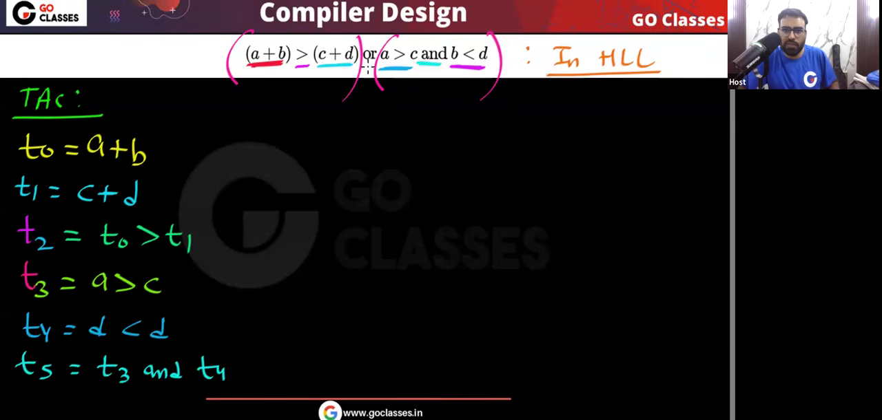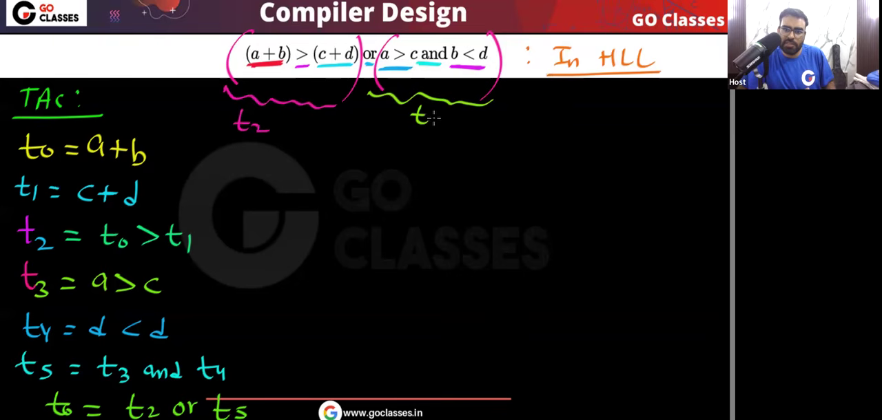Then what are we going to do? Finally we are going to do this OR. So in T6, we can put OR between whom? OR between T2 and T5, because T2 has this result and T5 has this result. So I can say T2 or T5. Is this point clear? You can notice that this result is present in T2 and this result is present in T5. Very easy. So this is the three address code that we got.